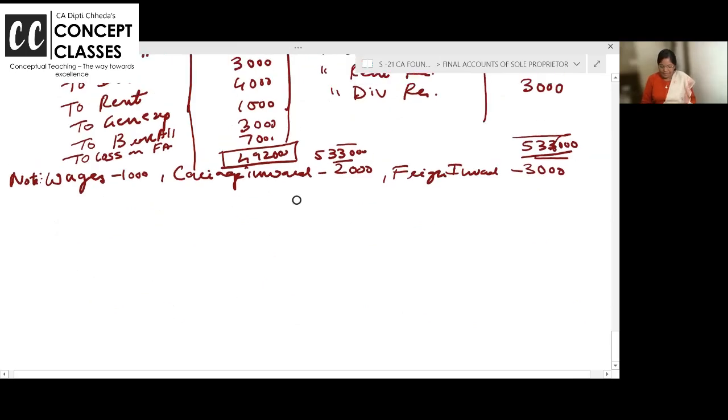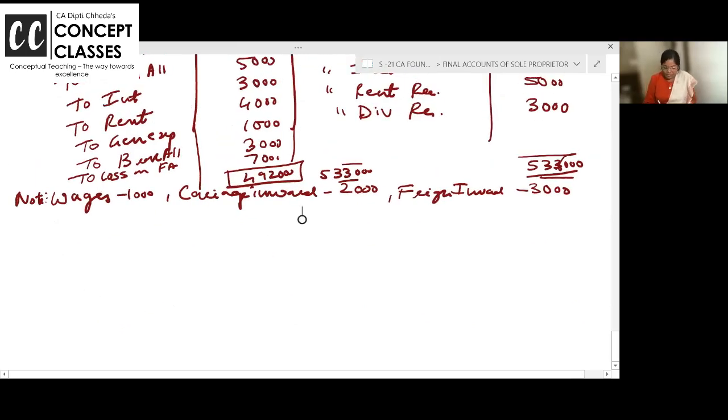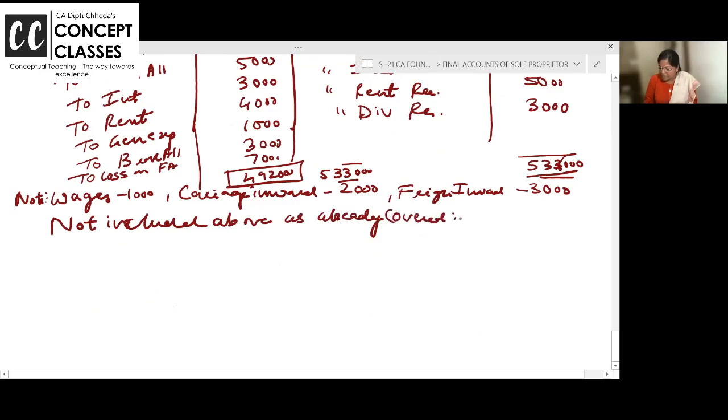And now complete this note. Wages, carriage inward and freight are not included above, as they are already covered in the trading account. So we will not take them in the P&L account.